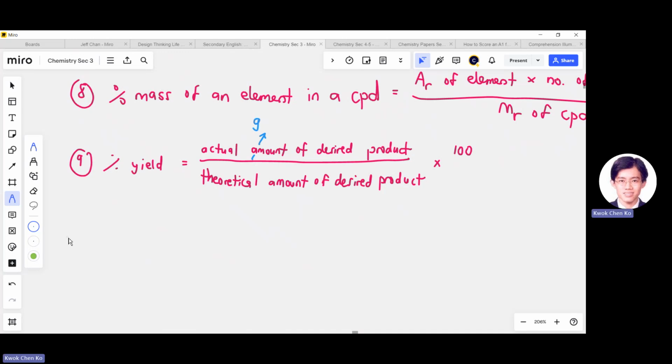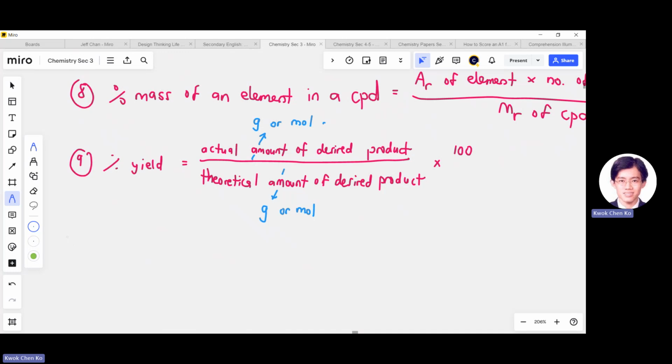Well, of course, you can use grams. Now, if you use grams in the numerator, make sure you use grams in the denominator. On the other hand, I can also use mole. Same principle applies. Mole above, you must have mole below. Don't mix up on this.